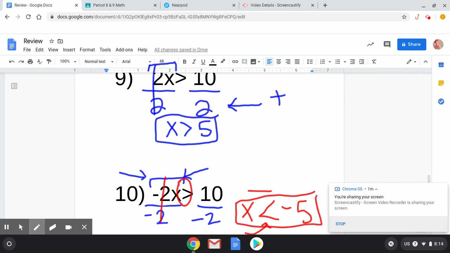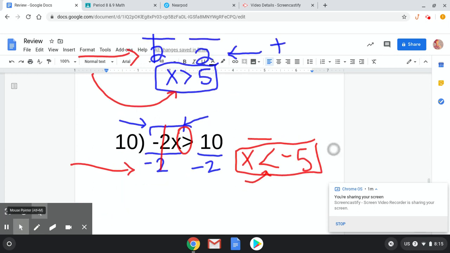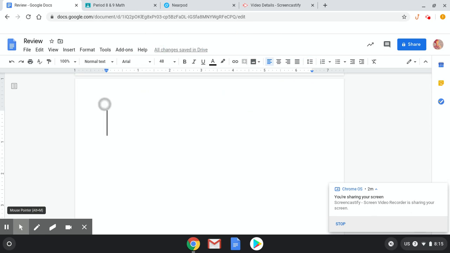Does everybody understand that? When you divide by a positive number, nothing changes. When you divide by a negative number, your sign has to flip. Okay, you probably see a bunch of arrows now and you're confused even more. Let me do another question.